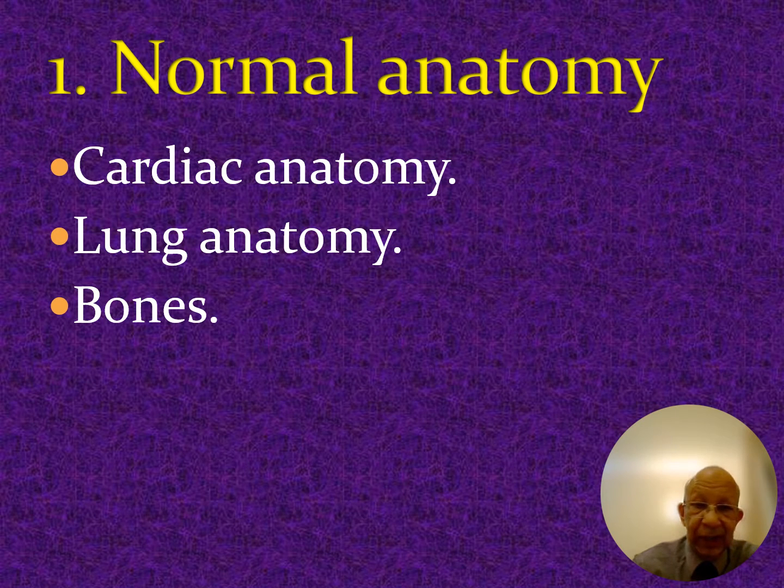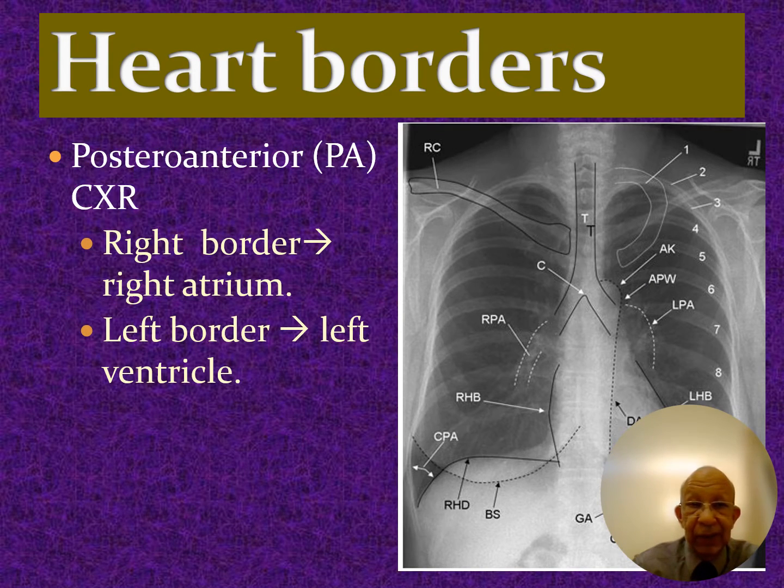Now, the normal anatomy: you really need to know what the cardiac anatomy looks like in a chest X-ray, the lung anatomy, the bones. For example, this is a normal chest X-ray. It's important that you're aware of the anatomical structures. This is the trachea. The trachea bifurcates into a right main bronchus and a left main bronchus, and this is the carina.